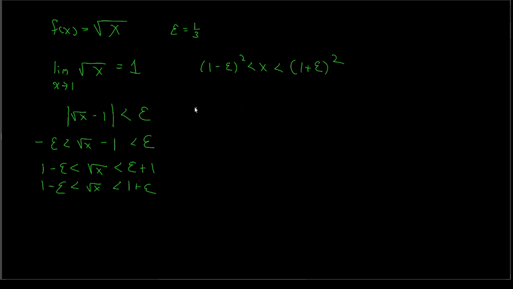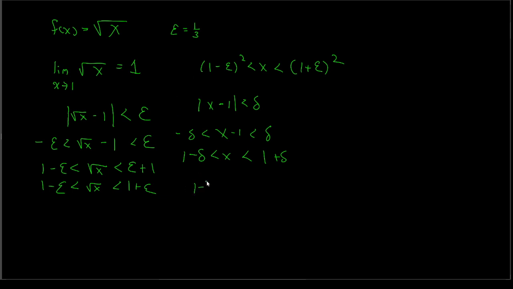And then we'll look at our delta side. X minus c, which is 1, is less than delta. We'll look at this for both deltas, both end caps. And so 1 minus delta is less than x, which is less than 1 plus delta. We'll add 1 to each side. And we'll line these up.